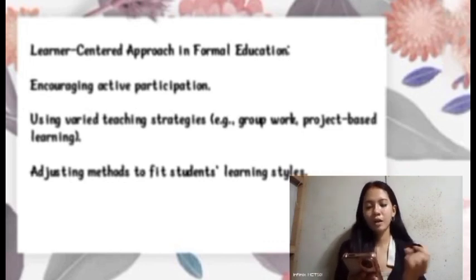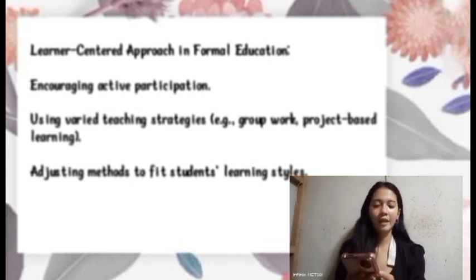And here is the learner-centered approach in formal education. First is encouraging active participation using varied teaching strategies, group work, and project-based learning. Third is adjusting methods to fit students, a learner-centered style.